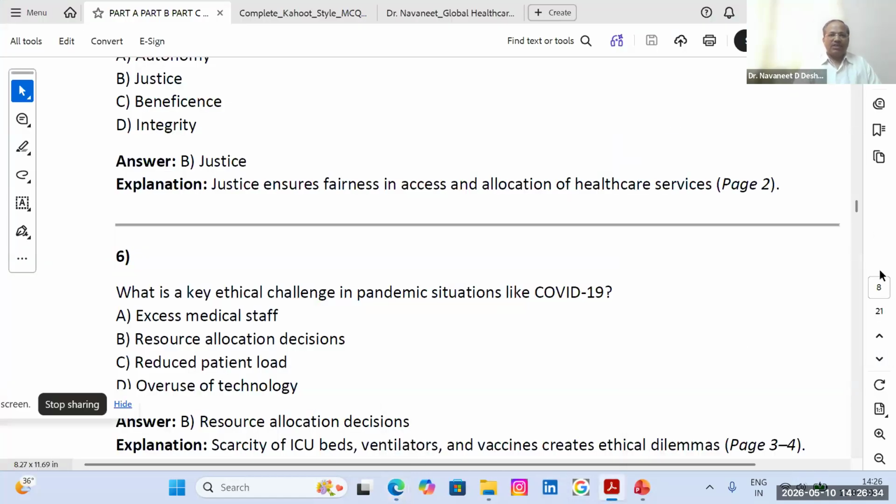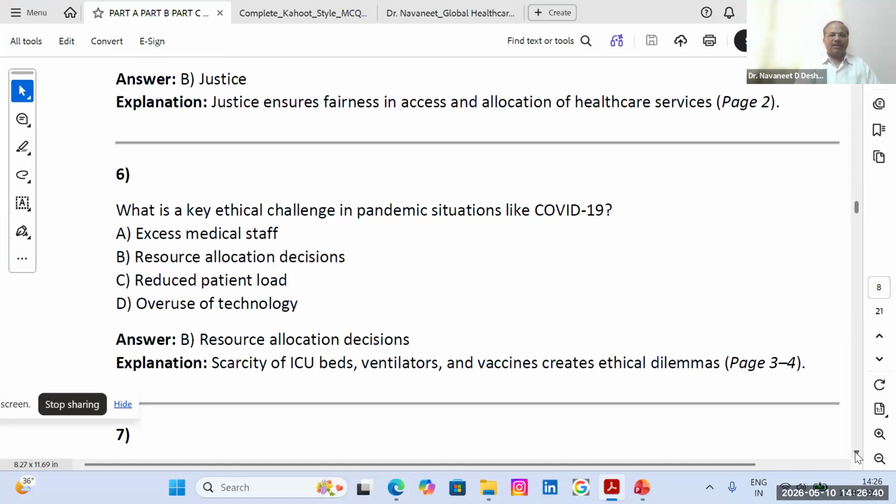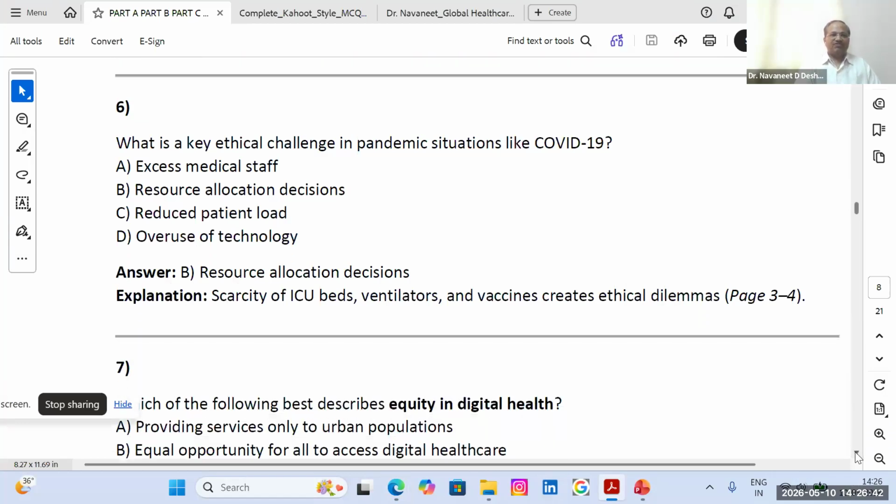What is the key challenge in pandemic situations like COVID? A. Excess medical staff. B. Resource allocation decisions. C. Reduced patient load. And D. Overuse of technology. The correct answer is B. Resource allocation decisions, because scarcity of ICU beds, ventilators, and vaccines create ethical dilemmas.